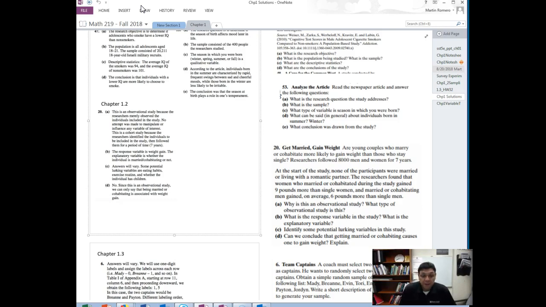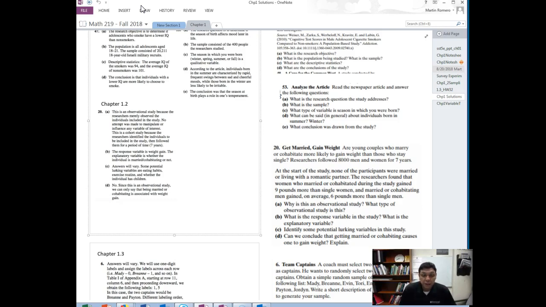And part C, identify some potential lurking variables. And lurking variables, again, are things you didn't think of before the study. And so what are some other potential things? Eating habits of the people, the exercise routine, again, whether they have children or not. All of that are variables that go beyond just whether you're married, single, or have children. They all could be related, but those are lurking, right? Those could be more the reason why people gain weight or not.